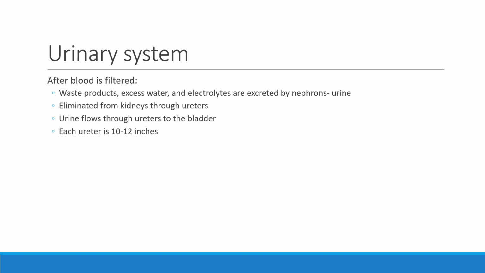After blood is filtered, waste products, excess water, and electrolytes are excreted by the nephrons in our urine and eliminated from the kidneys through our ureters. Urine flows through the ureters with peristalsis to the bladder. Each ureter is about 10 to 12 inches long.